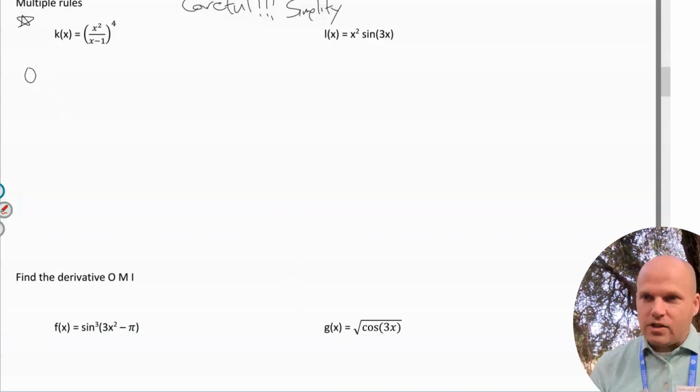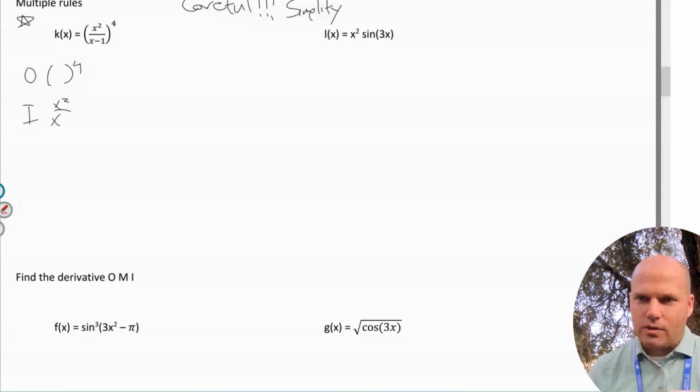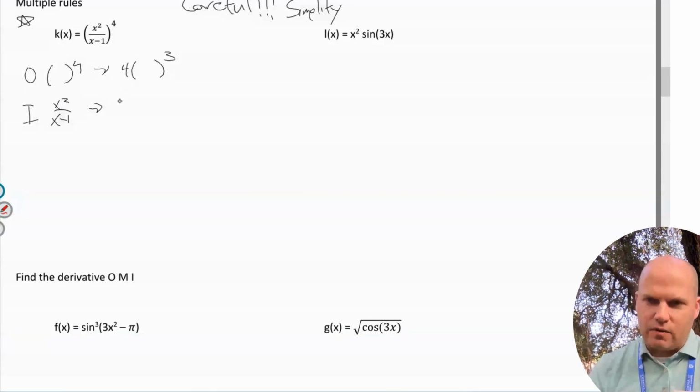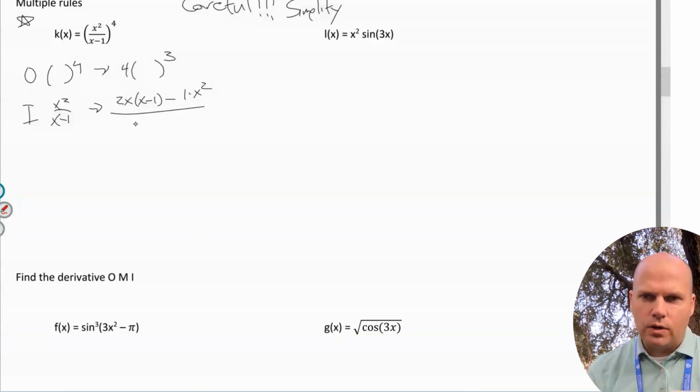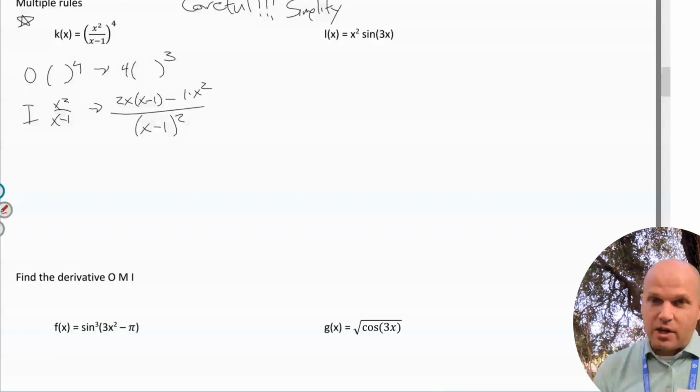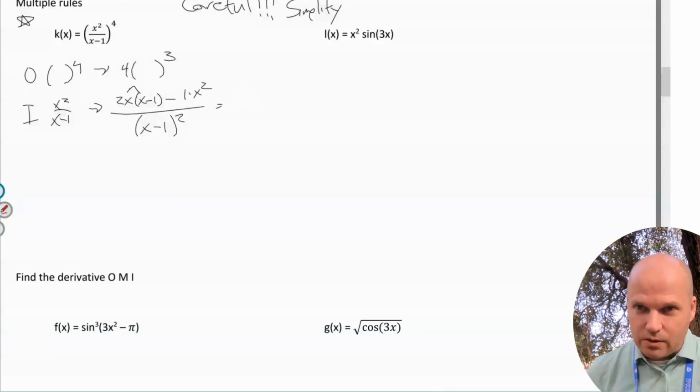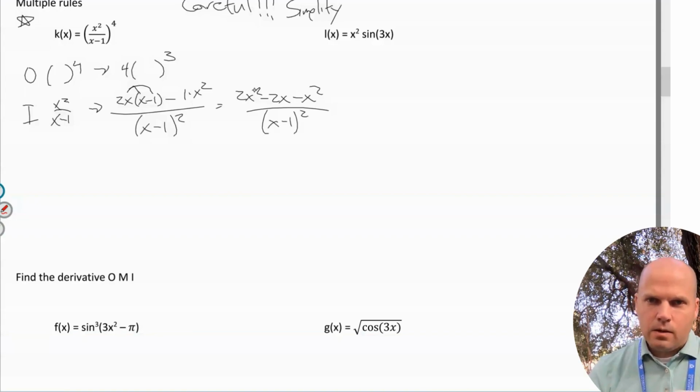So the outside of this is obviously the fourth, but the inside is a quotient. The outside's derivative is easy, but the inside's derivative involves the quotient rule. Slope of the top times the bottom minus the slope of the bottom times the top, all over the bottom squared. I'm going to go ahead and simplify the top while I'm here. Don't make mistakes like you guys did on your quiz with distribution of negatives. 2x squared minus x squared is positive x squared minus 2x.